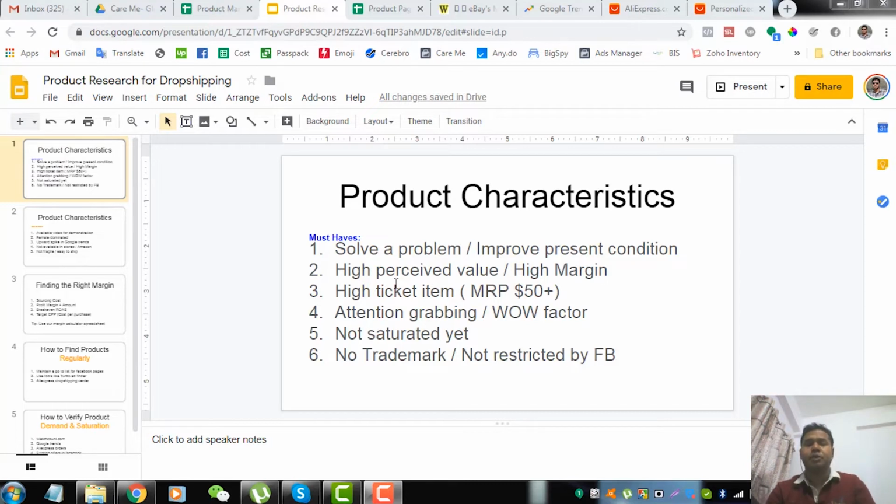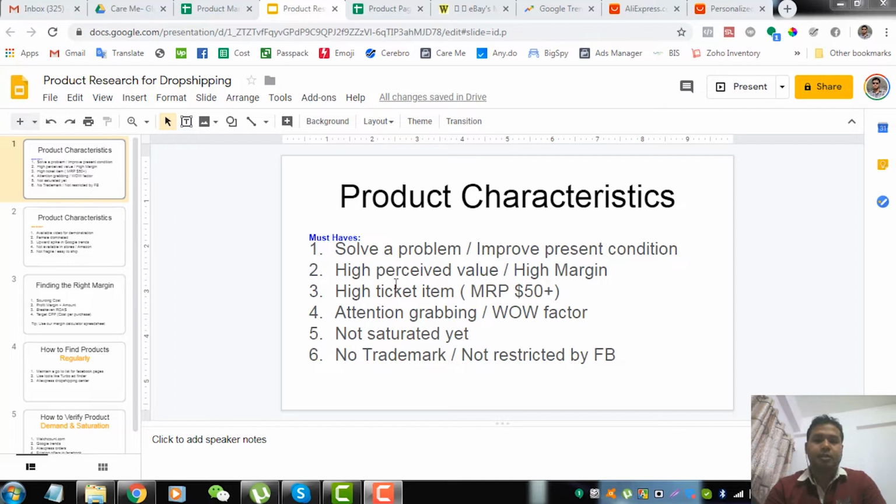We'll dive more into this saturation and high ticket items topic. I'll show you some statistics and the maths on how you can be sure that your product is worth pursuing. We'll check some of the sites and tools to find out how saturated a product is.